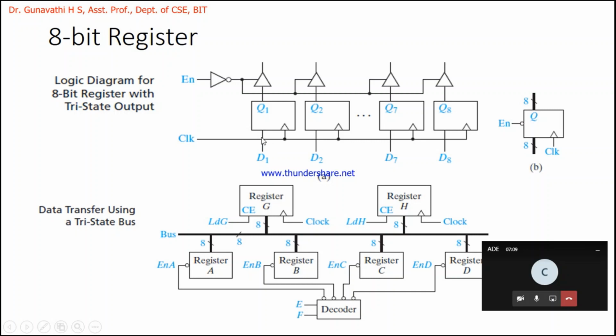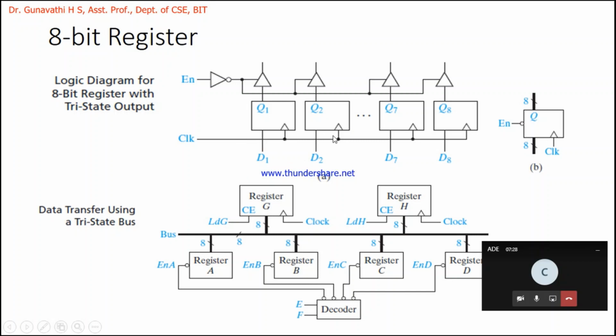Yeah, fine. So now we'll discuss the 8-bit register. 8-bit in the sense 8 flip-flops we need to have. So here all these are tri-state buffers. This is the diagram for an 8-bit register with a tri-state output. So these are the inputs.